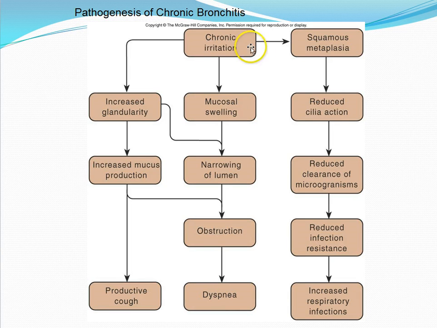This shows the pathogenesis. Again, you have chronic irritation that is going to cause a change to the epithelial lining, causing them to lose their cilia, making it more difficult to clear microorganisms, leading to an increase in infection. This irritation can cause mucosal swelling, narrowing the lumen, and this is where the obstruction comes in, leading to dyspnea. Also, you see an increased glandularity, causing an increase in mucus production, and this is what causes the productive cough.